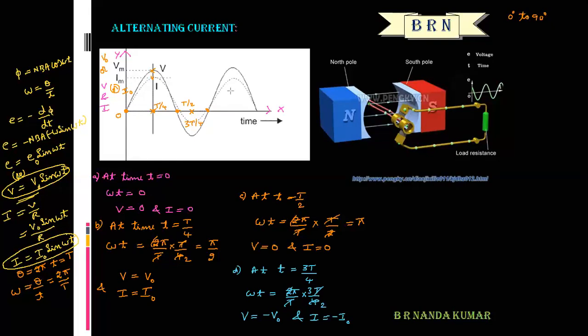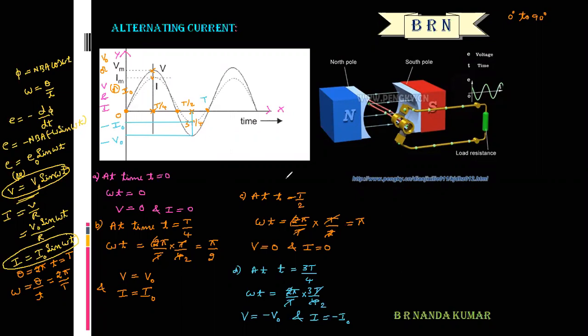Here, the voltage induced at this phase is minus V naught and the current induced is minus I naught. Current induced is minus I naught. Voltage induced is minus V naught. Okay, right? And in the next phase, at time t is equal to T.